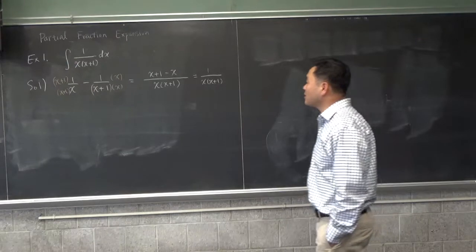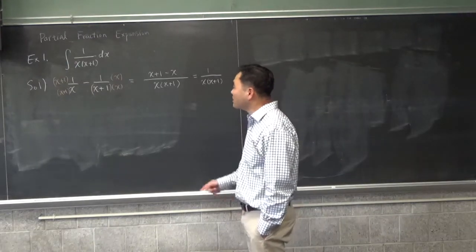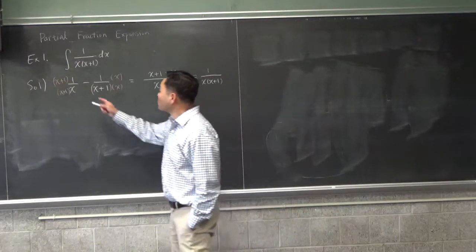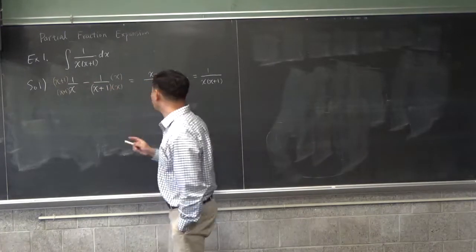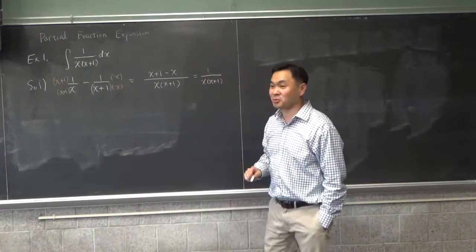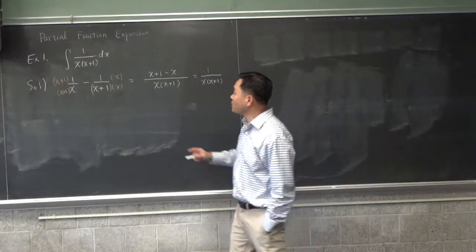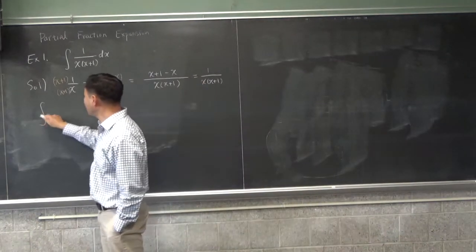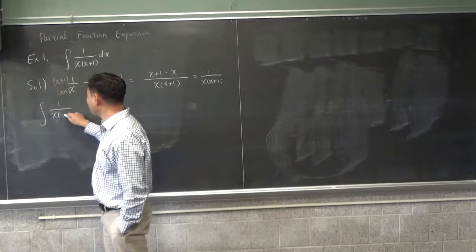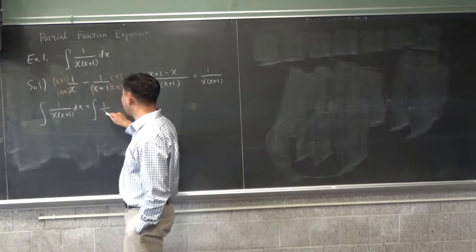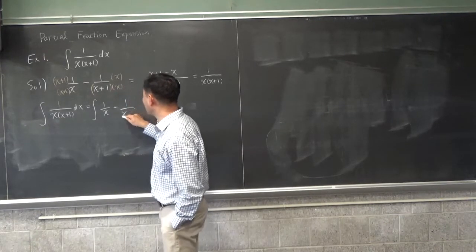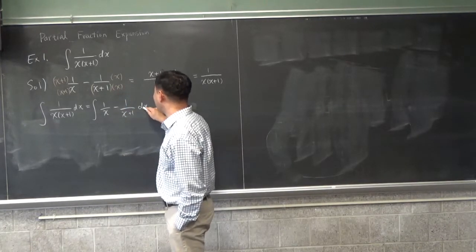Okay. But what does this mean? It means that this function, 1 over x minus 1 over x plus 1, is the same function as 1 over x plus 1. Therefore, integrating this will be the same thing as integrating 1 over x minus 1 over x plus 1 dx.